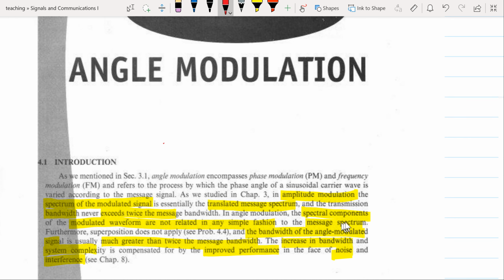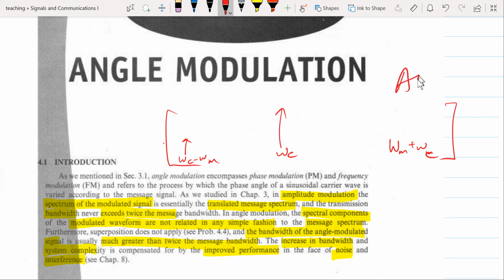From that example, we can always see that the bandwidth never exceeds twice the message bandwidth. The message bandwidth is omega m, and the carrier is centered at omega c, and therefore the upper sideband and the lower sideband are always at omega c minus omega m and omega c plus omega m. So the bandwidth of the modulated signal in AM never exceeds twice the message bandwidth.